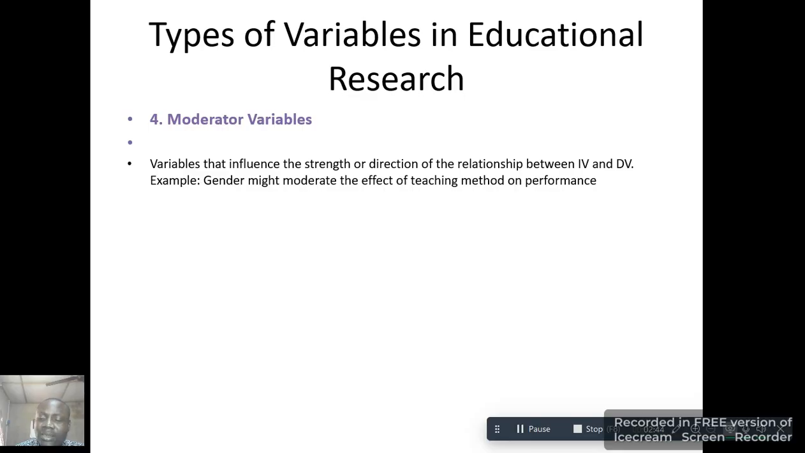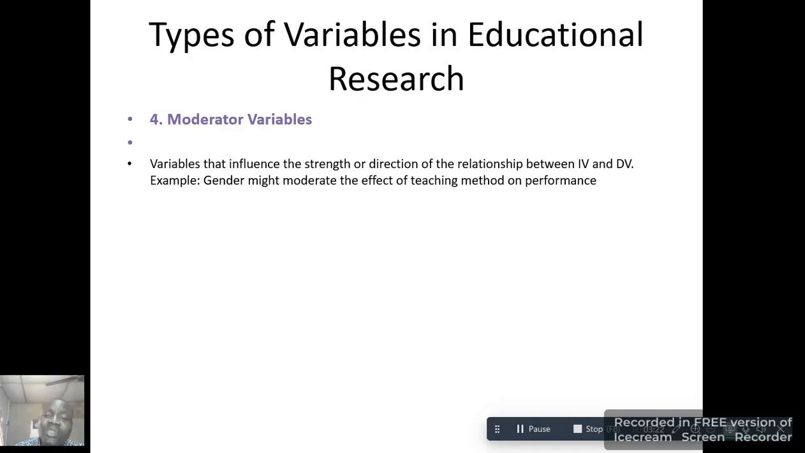We also have the moderator variables. This is mostly used in experimental research. That means the teaching strategy alone does not determine the learning outcome. There are some things that interact with the teaching strategy. For instance, if the teaching strategy is dancing among preschoolers, and there is a particular gender that loves dancing, it is a possibility that that gender will learn the dance faster than the other gender.